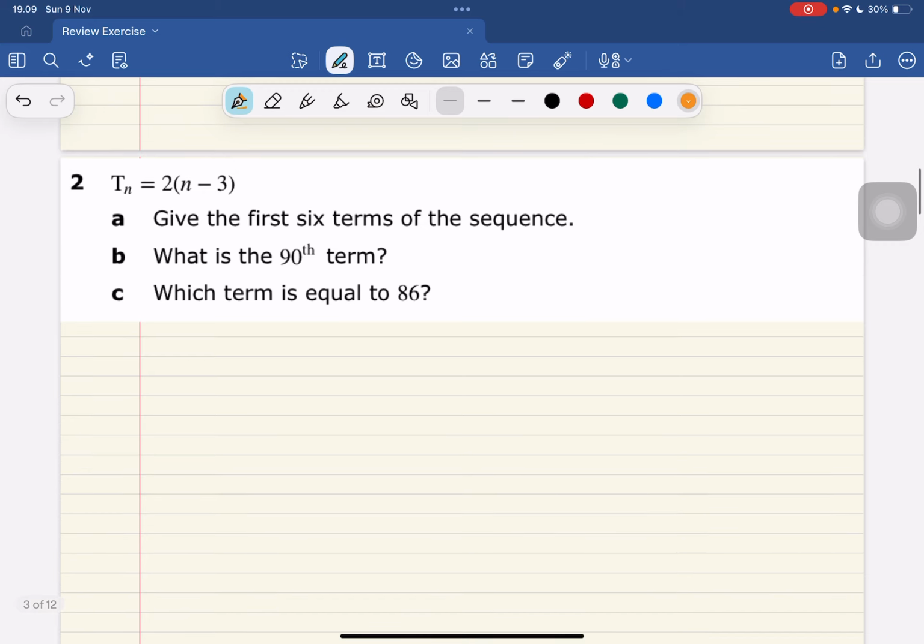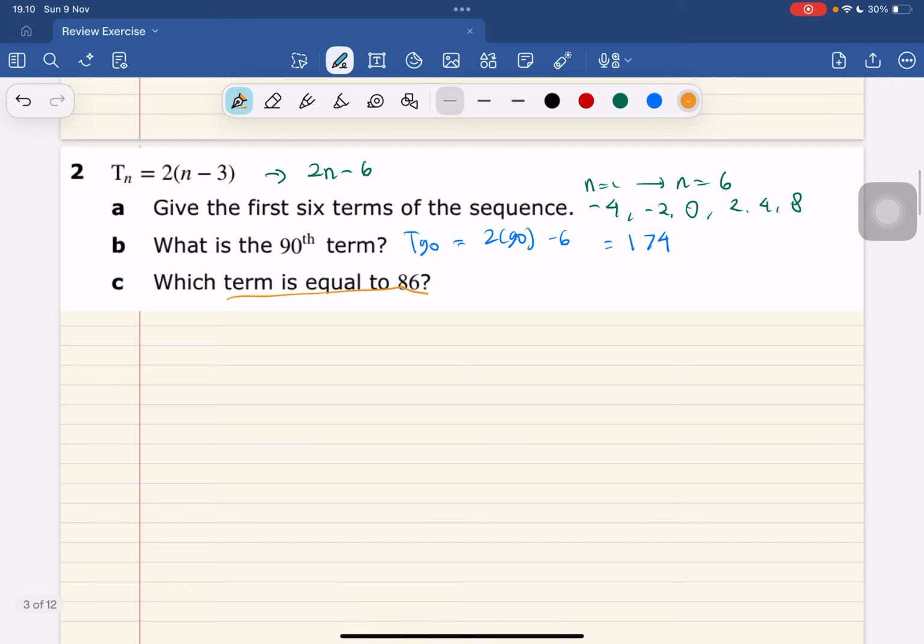Look at number 2. Tn is 2 times (n minus 3), or let us expand it, so this is 2n minus 6. Give the first 6 terms in this sequence. So when n equals 1 until n equals 6, we multiply, and we got minus 4, minus 2, 0, 2, 4, and 6. So what is the 90th term? T90 is going to be 2 times 90 and then minus 6, so this will give us the answer of 174.